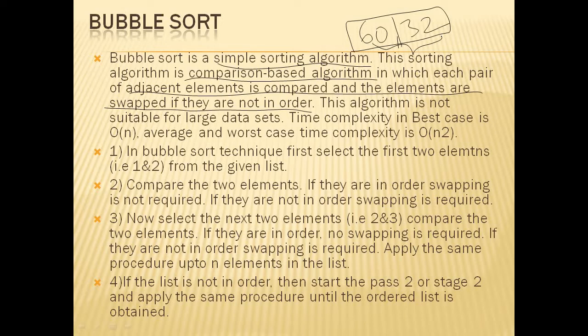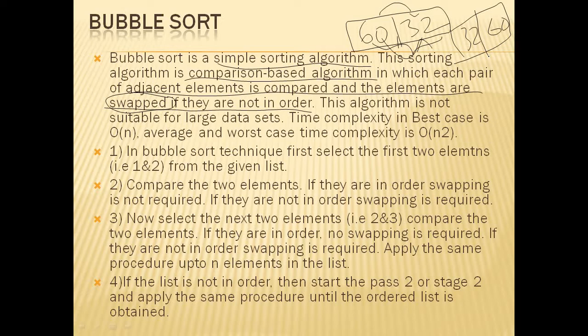Then what will we do? Swapping technique. Swapping is nothing but interchanging. So we'll interchange these two values. After interchanging, we'll get 32, 60. So now these two are in order. What I applied for these two elements, I will apply the same way for n number of elements.